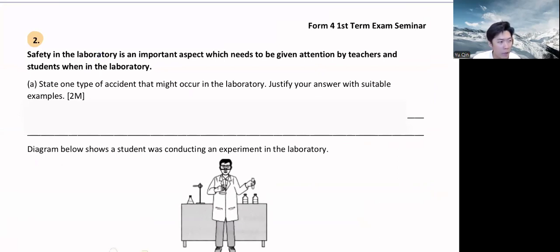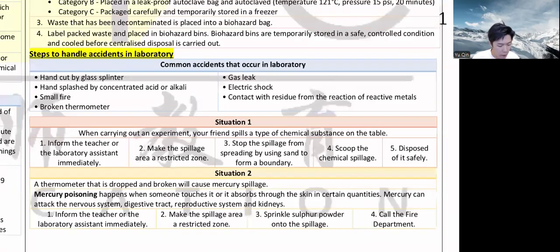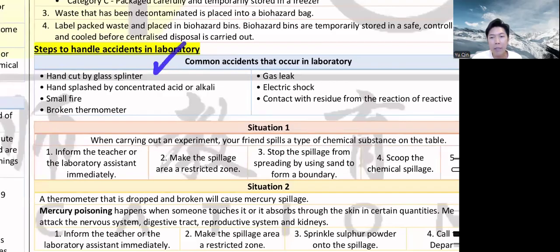So for example, if you say hand cut by glass splinter, then you need to explain what you mean by glass splinter. You can say such as a broken thermometer, which is usually what we break in the science lab, or such as broken test tubes.